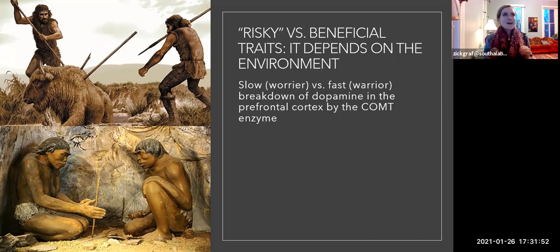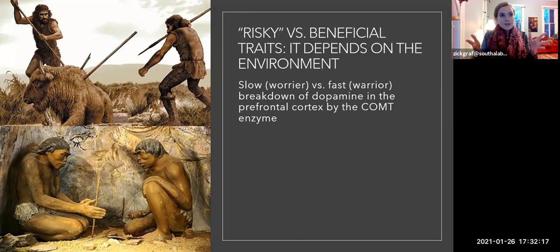This is a gene that codes for an enzyme. And what enzymes do is they help to break down neurotransmitters after they've been used up. So once a neuron signals and releases its neurotransmitter, not all of the neurotransmitters bind to receptors. And eventually enzymes have to come in and clear them out of the synapse to make room for more signaling to happen in the future.